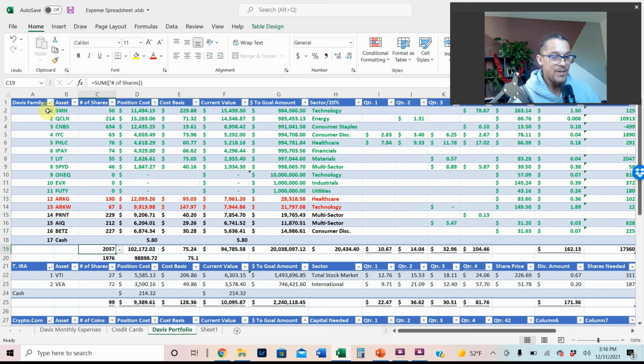All right, so let's see here. Now I have a total of 2,057 shares across the whole portfolio, up from 1976. I also have $102,000 completely invested into the portfolio, originally $98,000. And then my cost basis went up about 14 cents from 75.10 to 75.24.